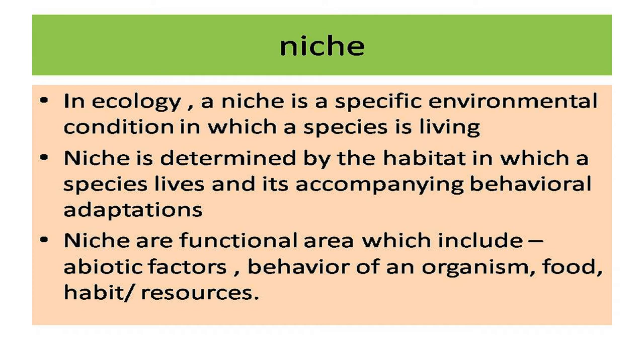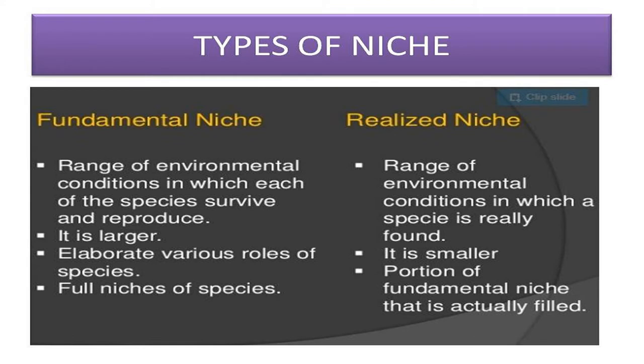The types of niches are the fundamental niche and the realized niche. You can see the fundamental niche and the realized niche here. The fundamental niche is the range of environmental conditions in which a species can survive and reproduce. The realized niche is the range of environmental conditions in which a species is really found. The fundamental niche is much larger than the realized niche, and the realized niche is a portion of the fundamental niche. The fundamental niche is the full niche of the species, whereas the realized niche is smaller. Okay.